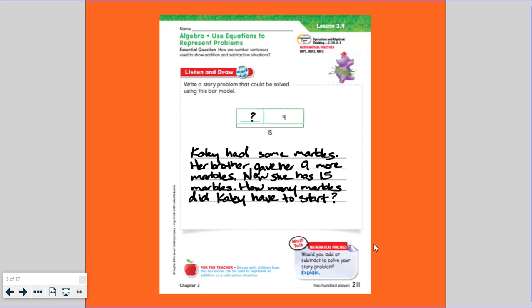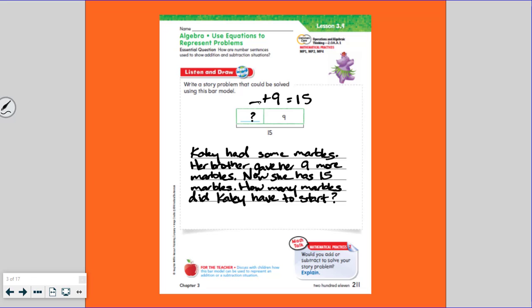Because I know the total number, right? This number here, the whole, I know the total number of marbles is 15. And I need to find the number of marbles that is added to 9 marbles, right? So I have to subtract to figure out, right? So I know that I have blank marbles plus 9, which gave me 15.